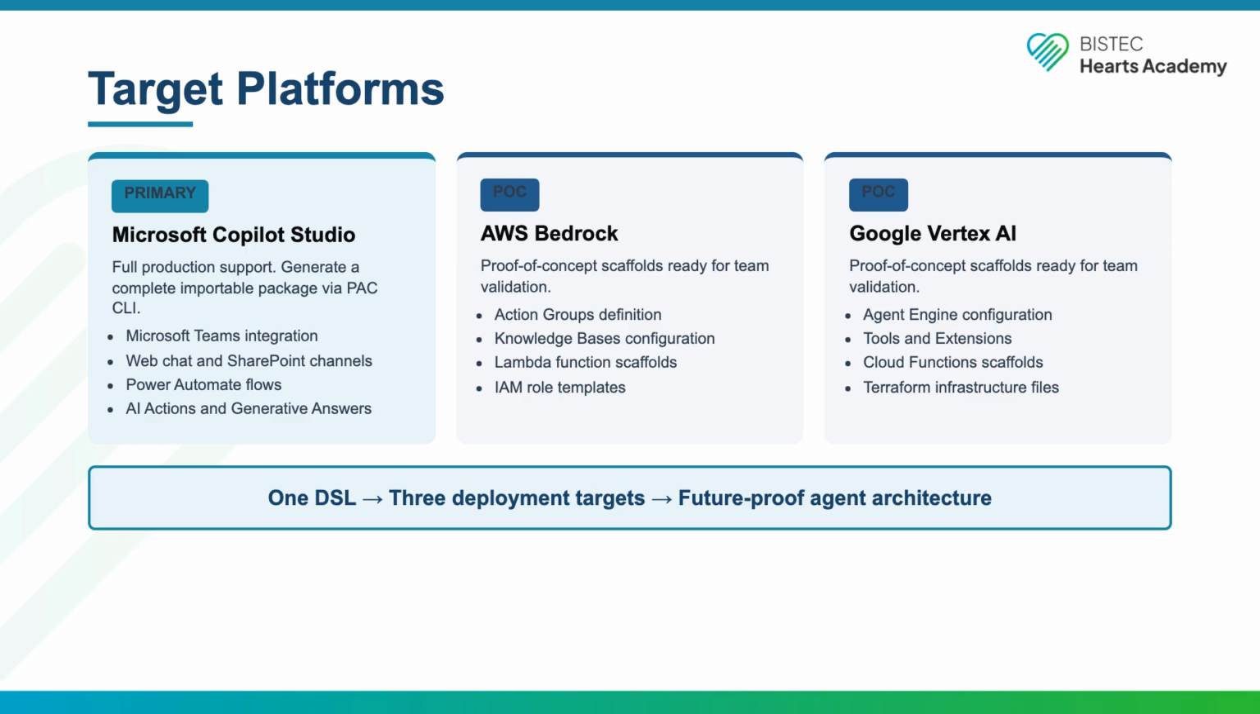The core value proposition holds across all three. One DSL, 3 deployment targets, future-proof agent architecture. As more platforms are added to the roadmap, you won't be redesigning existing agents. You'll be adding a new generation step to the same workflow.